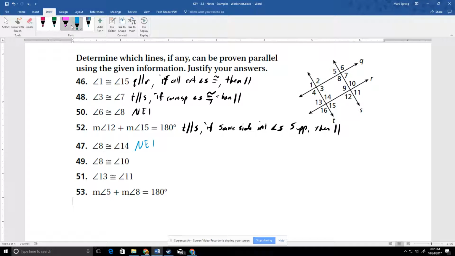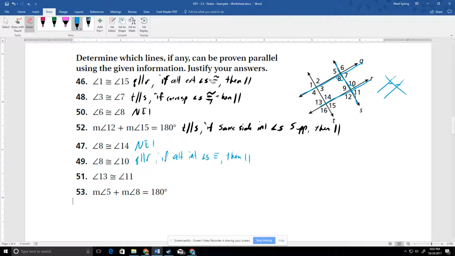Okay, and then the next one is 8 and 10. If we look at 8 and 10, 8 is made up of line Q and line S, and 10 is line R and line S. So we have S as our transversal, which means Q would be parallel to R. And it's parallel to R because 8 and 10 are alternate interior angles. That would be 8 and that would be 10. So we say if alternate interior angles are congruent, then the lines are parallel.